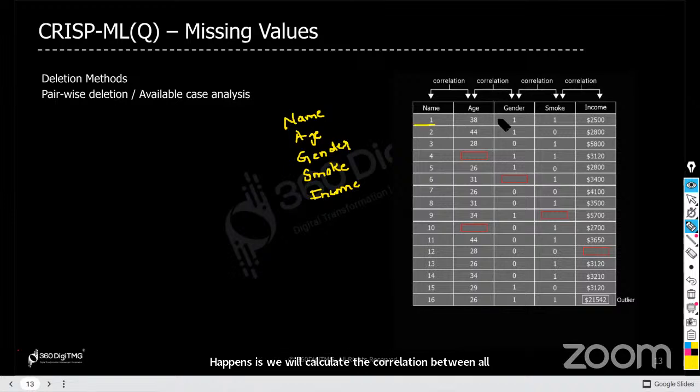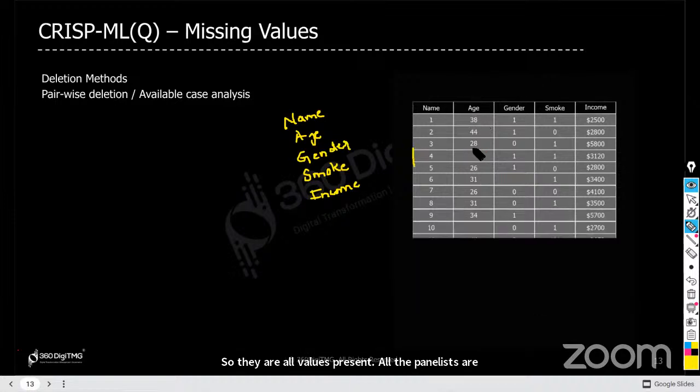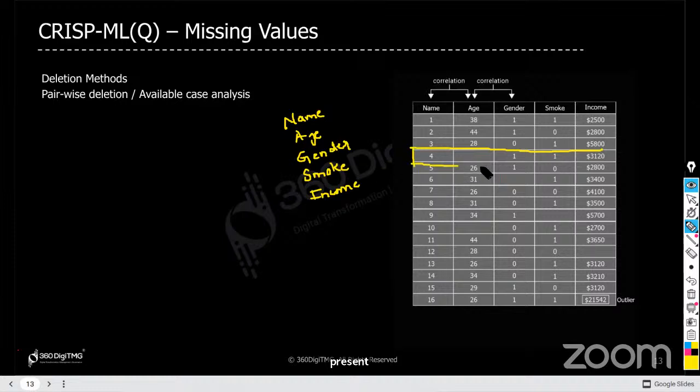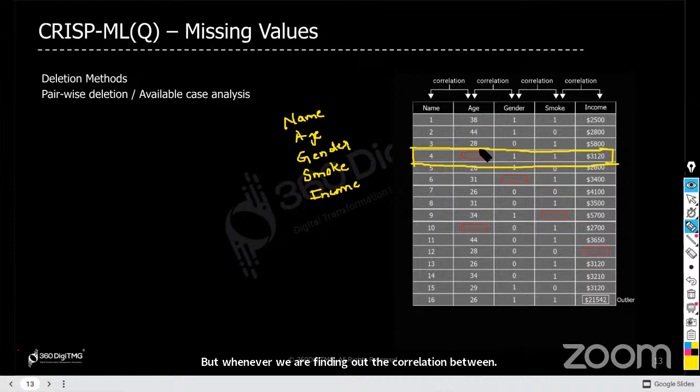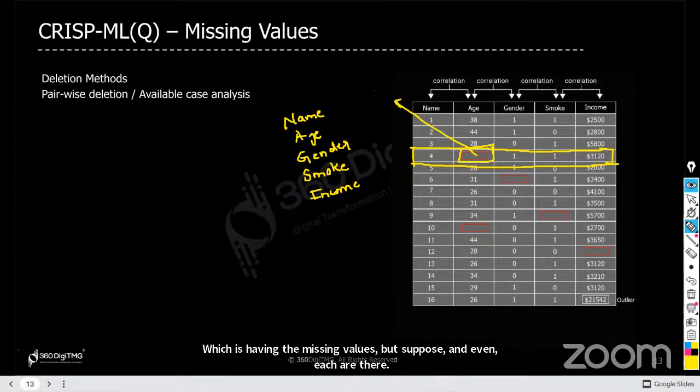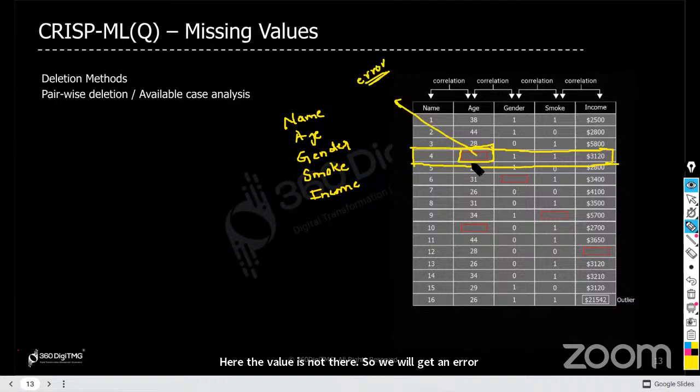If you see the first record, all the values are present, so you will get some value for correlation. But whenever we are finding the correlation between two columns having missing values, for suppose name and age are there and the value is not there, we will get an error while performing the correlation. Why? Because the value is missing.